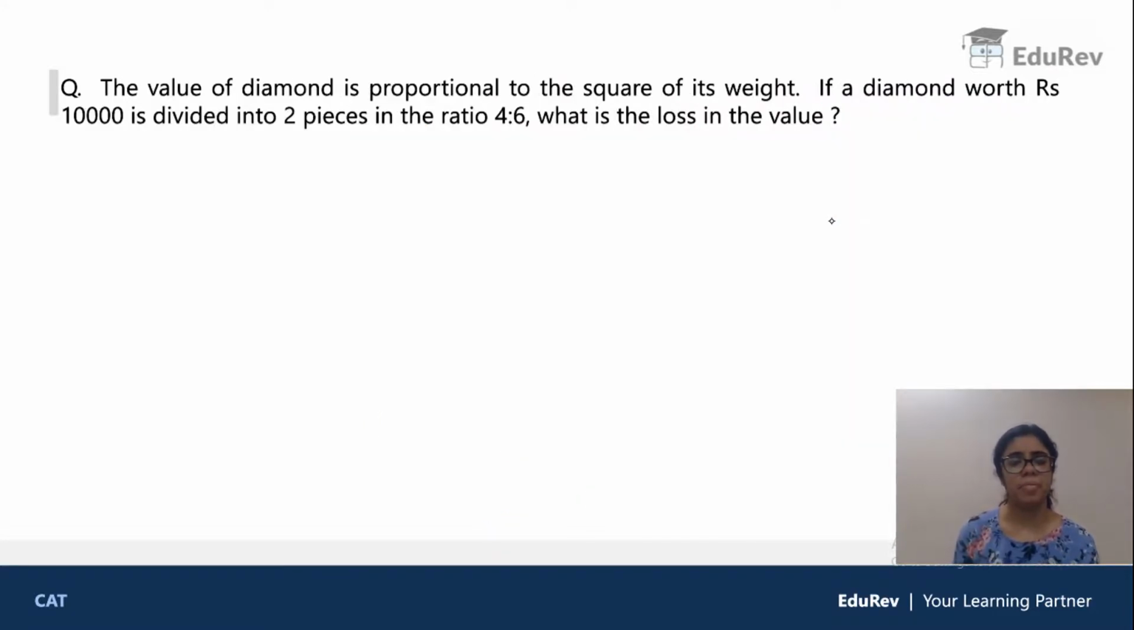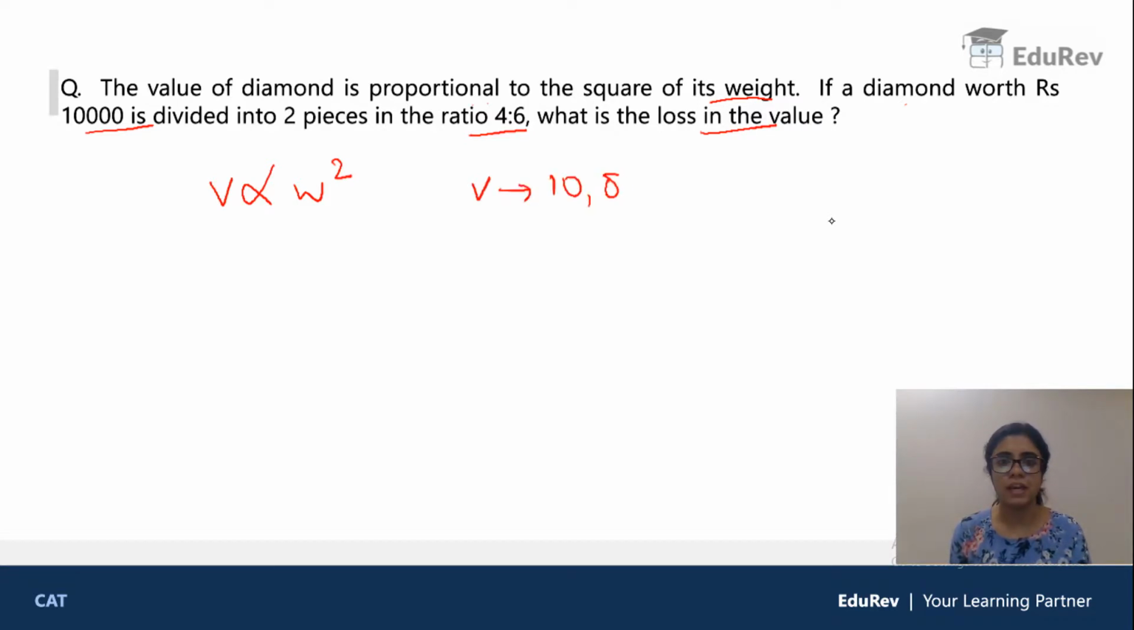What does it say? The value of a diamond is proportional to the square of its weight. If the diamond worth rupees 10,000 is divided into two pieces in the ratio 4:6, what is the loss in the value? They are asking you what is the loss. Now imagine I had a diamond. Okay. The value of the diamond is proportional to weight square. Okay. Initially the value of the diamond was 10,000.